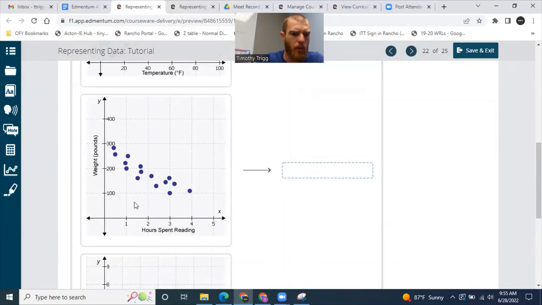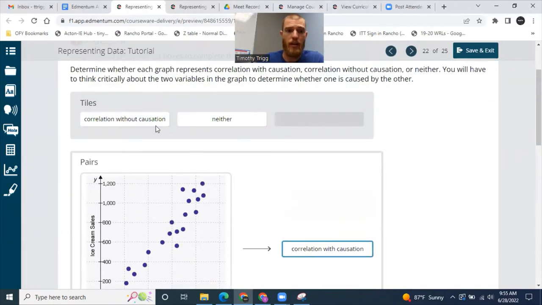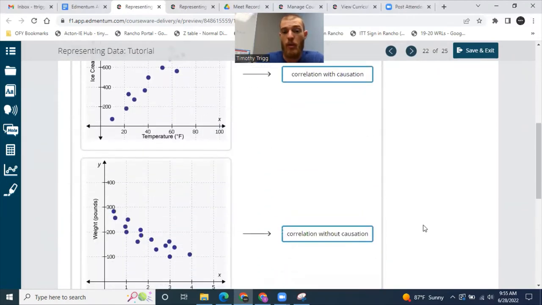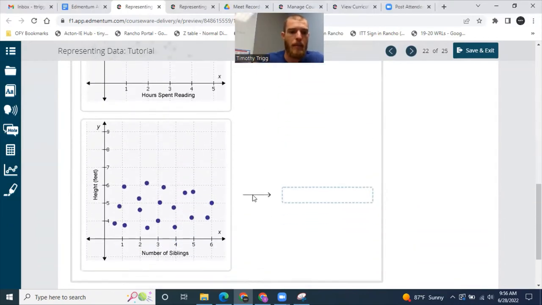Let's look at this one. Hours spent reading and weight. So does the time you spend reading cause you to lose more weight? That's what it's showing here. Well, that doesn't seem like there should be causation there, right? It doesn't make sense that reading would cause you to lose weight. So we're gonna say there's a correlation. Clearly there's a pattern, a correlation here, a negative correlation, but that doesn't mean that these two variables cause one another or anything like that.